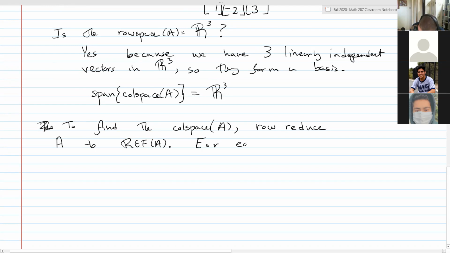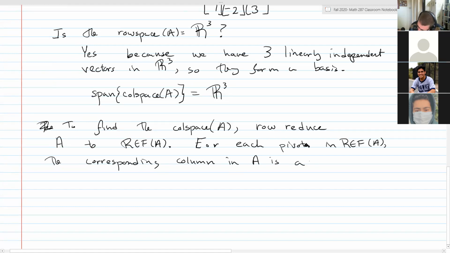For each pivot in REF A, that is, each non-zero leading one, the corresponding column in A is a column vector in the column space of A. All right, so we'll do a couple of examples of this.